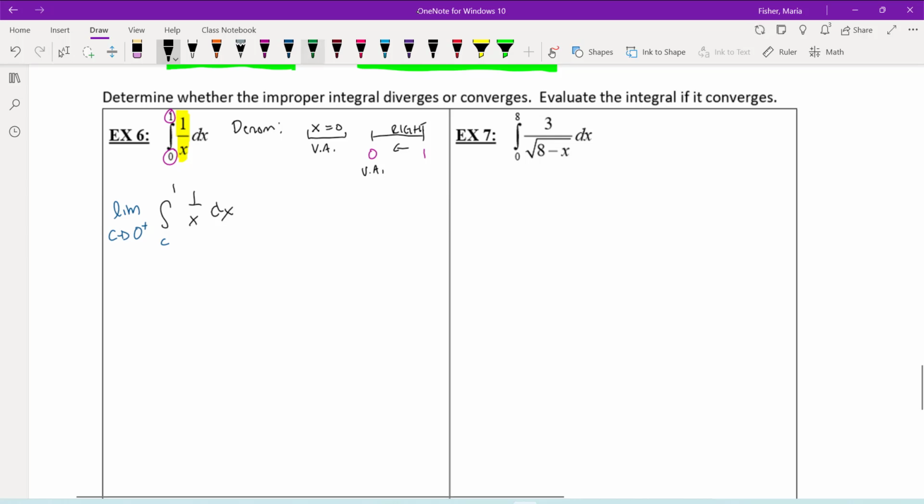So I need to figure out, am I approaching my vertical asymptote from the left or from the right? All you have to do is figure out which one is your vertical asymptote, draw that little number line, and then figure out if you're coming in from the right or coming in from the left.